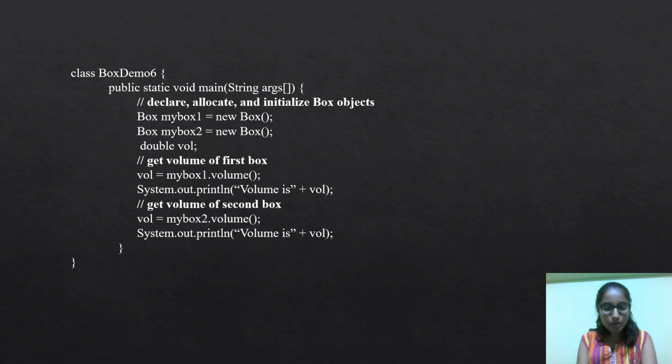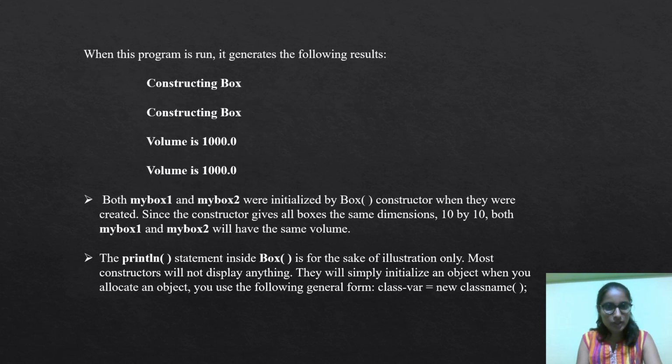As a result, when you run this program, it will create two Box objects, initialize them with the default constructor, print "Constructing box" twice, and then display the volume of the two boxes. When the program is run, it generates the following results: Constructing box, volume is 1000, volume is 1000. Both myBox1 and myBox2 were initialized by the Box constructor when they were created.